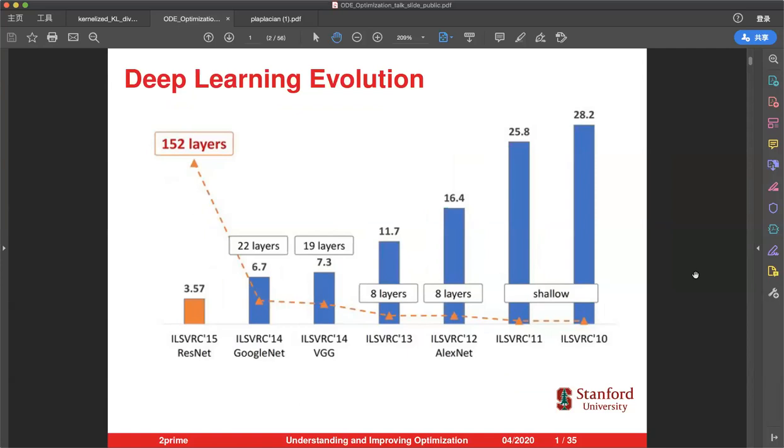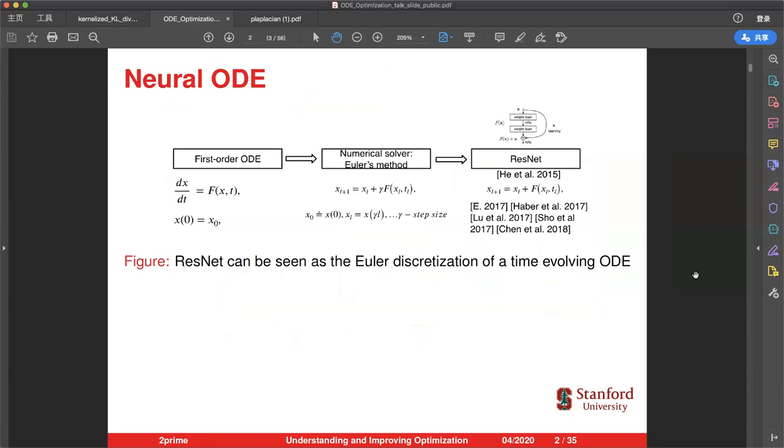A lot of previous work has shown that if you have a ResNet and you let the number of layers go to infinity, you get an ODE model. The ResNet can be understood as a discretization of a time-evolving ODE, where the layer turns into the time in the ODE.